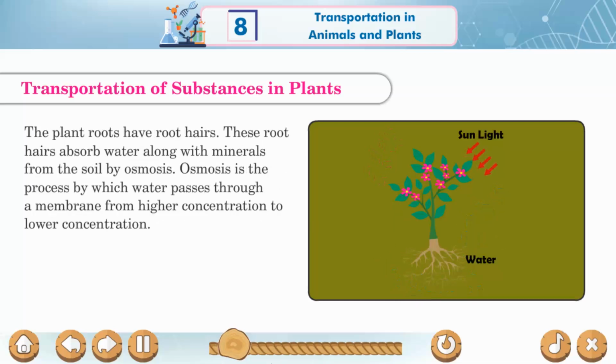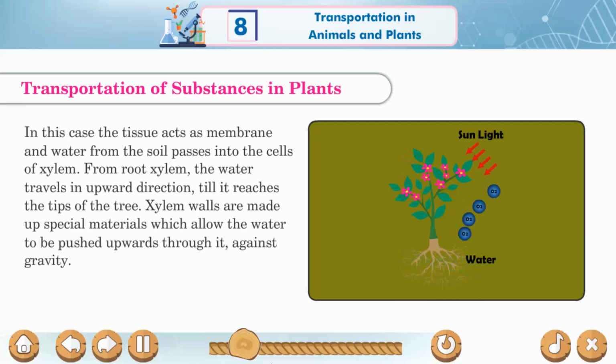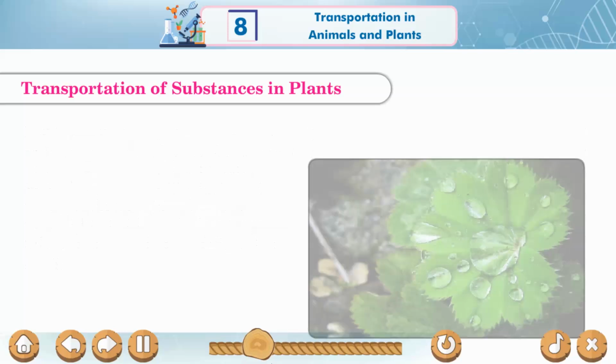The plant roots have root hairs. These root hairs absorb water along with minerals from the soil by osmosis. Osmosis is the process by which water passes through a membrane from higher concentration to lower concentration. In this case, the tissue acts as membrane and water from the soil passes into the cells of xylem. From root xylem, the water travels in upward direction till it reaches the tips of the tree. Xylem walls are made up of special materials which allow the water to be pushed upwards through it against gravity.